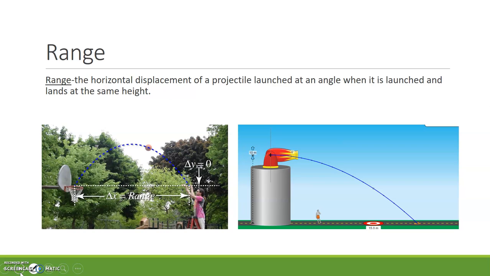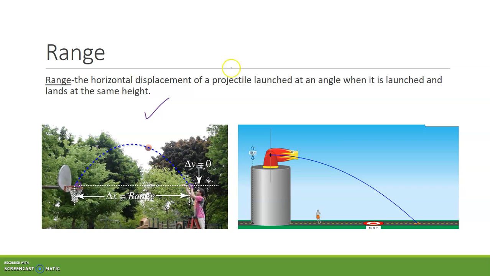The range is the horizontal displacement of a projectile launched at an angle when it launches and lands at the same height. The basketball player is an example of a range. The ball is released from his hands at the height of the hoop. Because the total vertical displacement is 0, the horizontal displacement is considered a range.